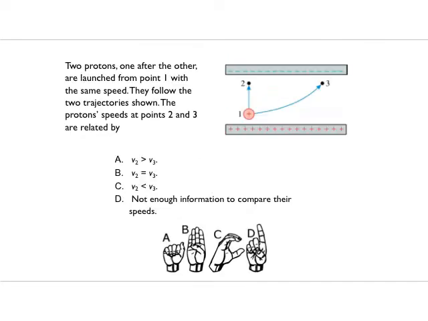Next up, two protons are launched from point 1 with the same speed. They follow the two trajectories shown. How are the speeds at points 2 and 3 related? This relates to the stuff we just talked about, but also the questions of field and potential that we talked about earlier in the semester. Think about it. I'll be back.